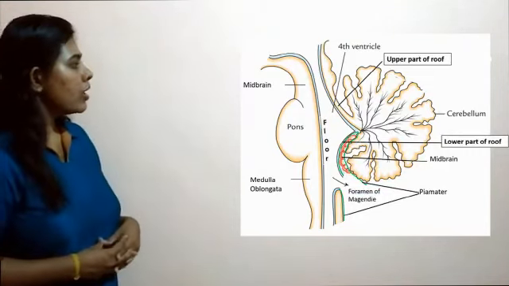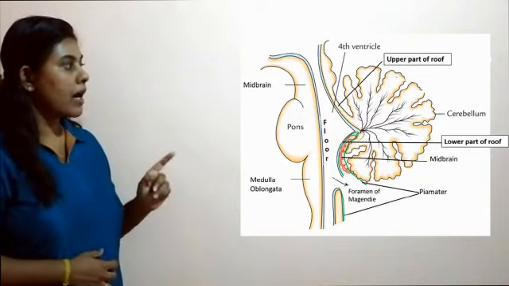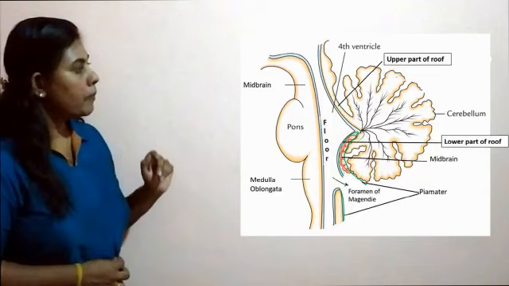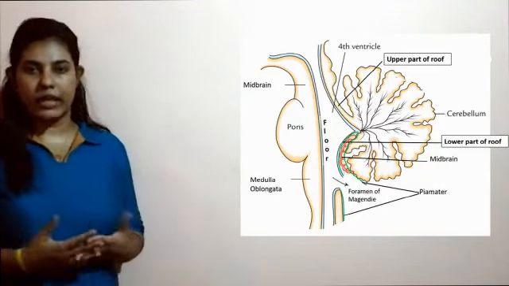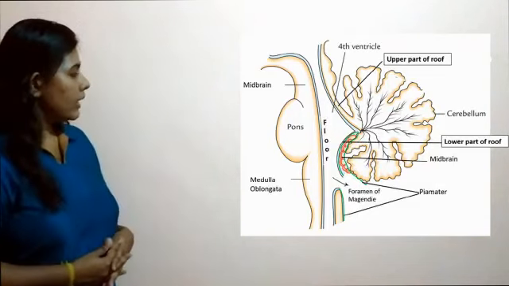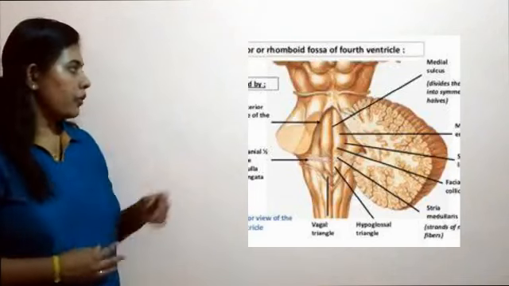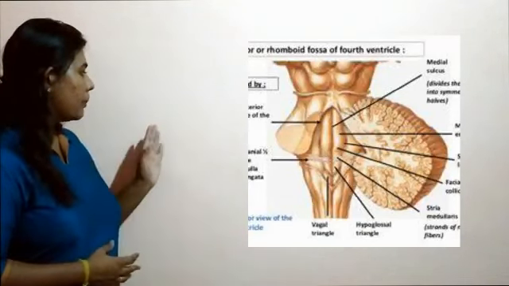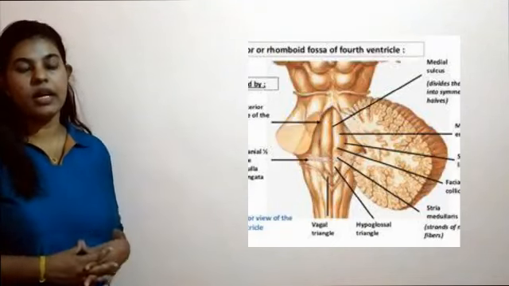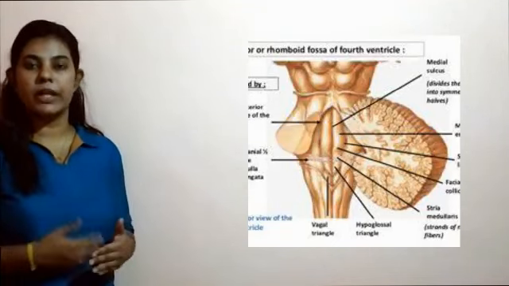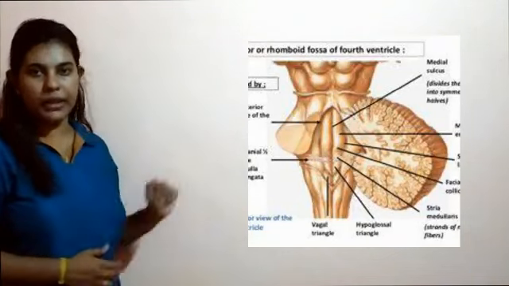Here there are 2 parts in the roof. The superior part of the roof is made by the superior medullary velum, and the inferior part of the roof is made by the inferior medullary velum. Next, the floor of the fourth ventricle. The floor of the fourth ventricle is made by the dorsal aspect of the pons and the dorsal aspect of the medulla oblongata, the upper part of the medulla oblongata.